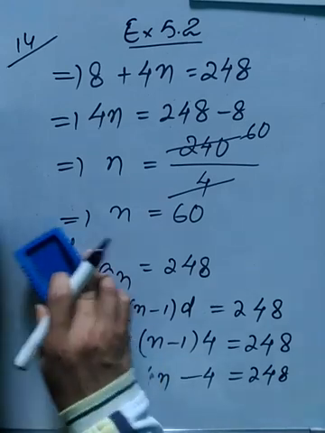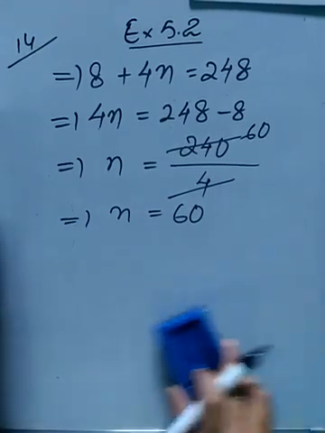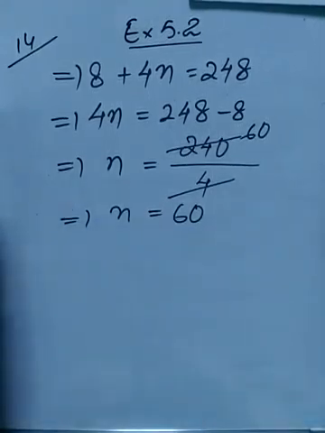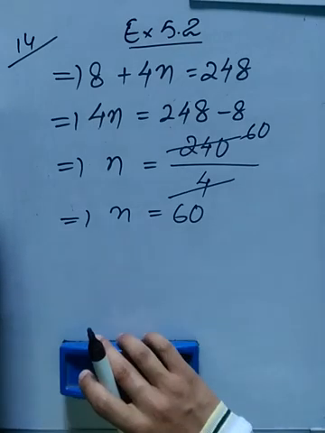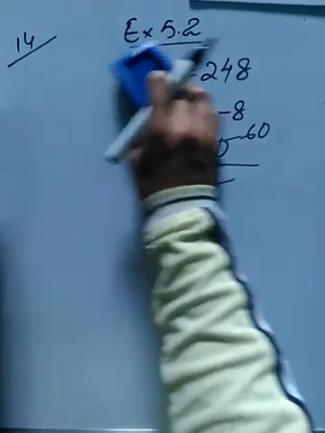So the conclusion, I think you can write by yourself. The required number of multiples is 60. Okay, so I will wipe this out now.